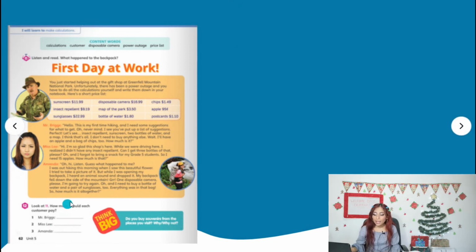And that's it. Think Big Activity says, do you know souvenirs from the places you visit? Why? Why not? So the souvenirs, remember, souvenir comes from a French word that means exactly to remember. So when you go to another place, maybe you know this, sometimes in Spanish we call it souvenir. If you didn't know, this is a French word.